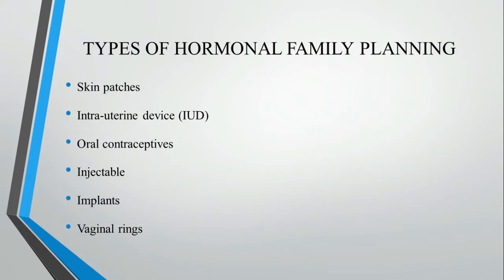Now, what are the types of hormonal contraceptive that we have? In this video, we're going to be talking about 6 types of hormonal contraceptive. First is the skin patch, the second is the IUD, the third is the oral contraceptives, and we also have injectables, implants, and vaginal rings.